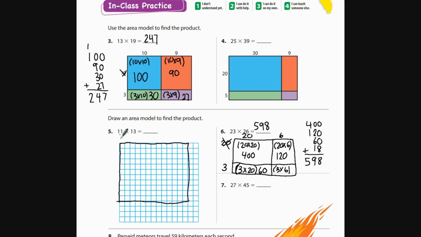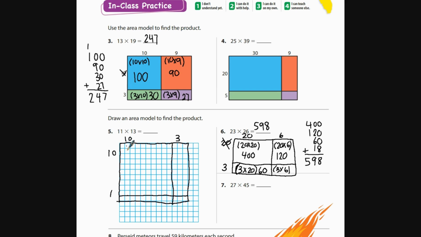Now all I have to do is break apart my numbers. I have 11. 11 is the same as 10 plus 1. So I'm going to break it up right here because this is 1. The other one is 13. So I'm going to go 10 and 3 because I'm going to count 1, 2, 3 and break it up right here. That's my area model.